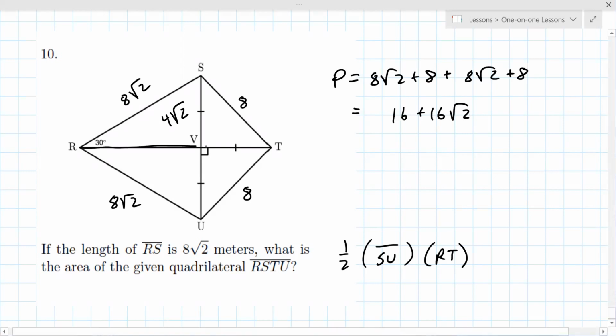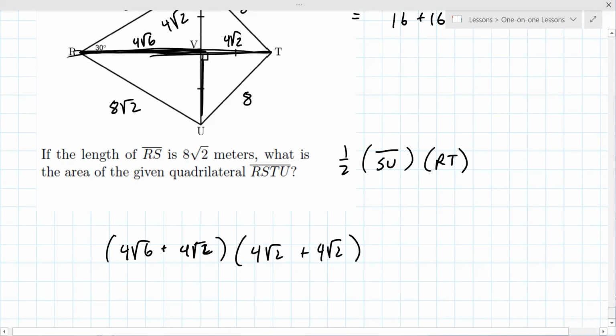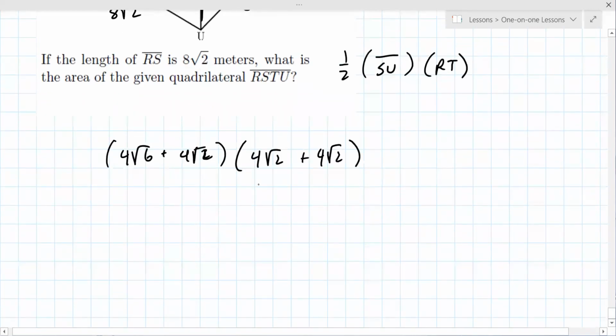So we need to find RV. What is RV? RV is 4 root 6. Okay, so our diagonal is 4 square root of 6 plus 4 square root of 2. That's diagonal 1. That's all the way across. And then the other one is 4 square root 2 plus, this one down here is 4 square root 2. So this on the right becomes 8 square root 2. And it multiplies nicely into this one.